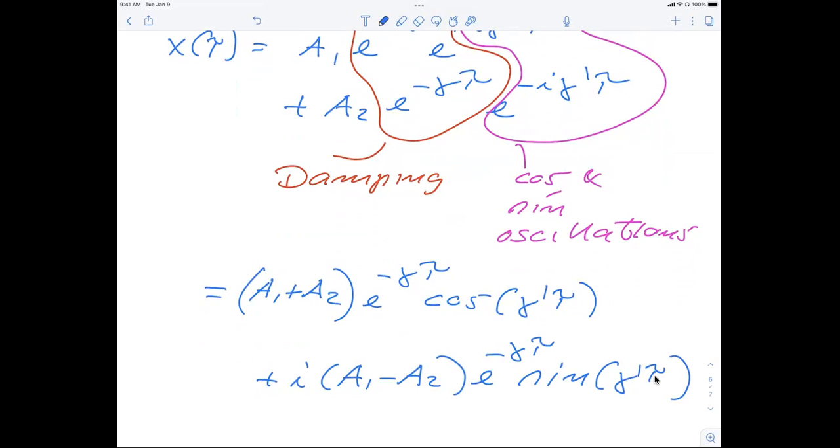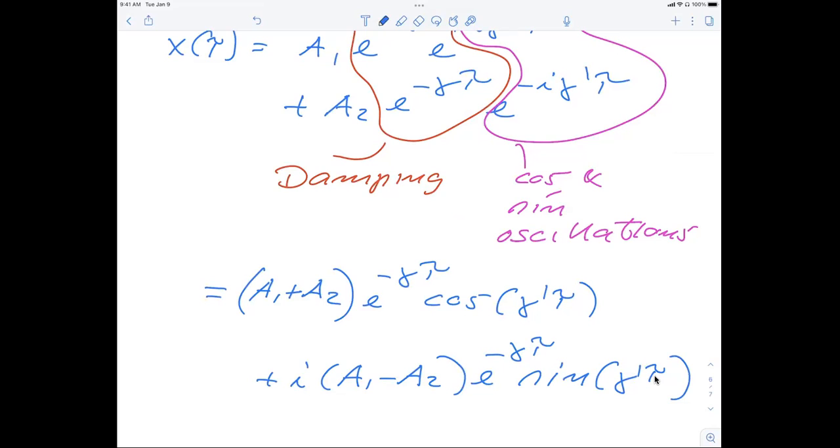And then we can obviously relabel these coefficients. If you don't want to have A1s and A2s and you prefer B's, you can call A1 plus A2 a new constant B1, and then you can call i times A1 minus A2 a new constant B2. So these are just constants which you can define. And these constants are always defined by your initial conditions. And we have an infinity of solutions because we have an infinity of initial conditions, right? So this is the general solution of the equation.